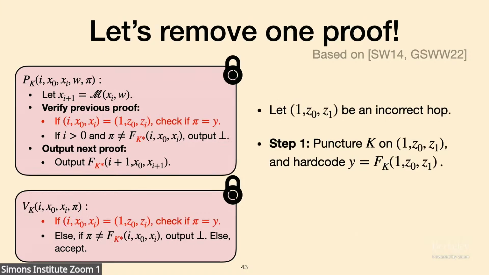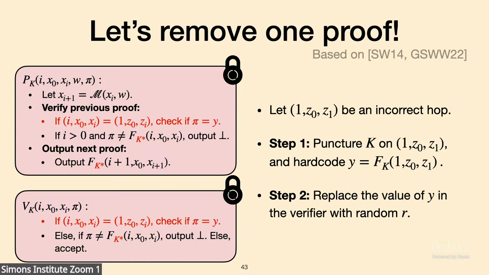OK, so I'm going to puncture the key K at this point, and I'm going to add a hard-coded check of pi equal y. This is the standard I/O trick where instead of checking against K, I'm going to check against a hard-coded value at this point. And this follows from I/O security because these are two functionally equivalent ways of doing this computation. If I use FK or if I use K star with Y, it's the exact same thing. So this is I/O friendly.